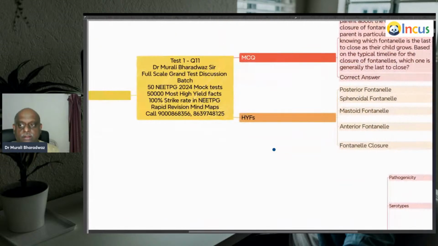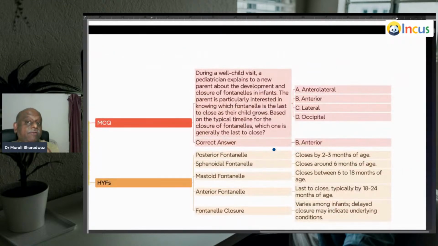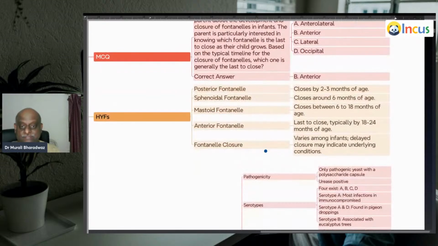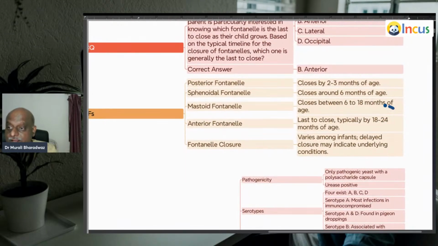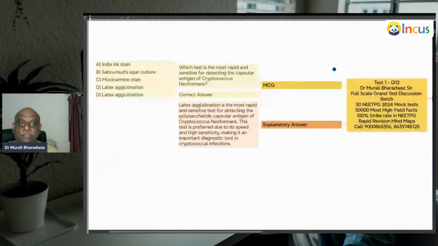Now, during a well-child visit, which one among the fontanelles is last to close? Anterior. Anterior fontanelle typically closes by 18 to 24 months of age. Posterior fontanelle by 2 to 3 months of age is what you need to remember.